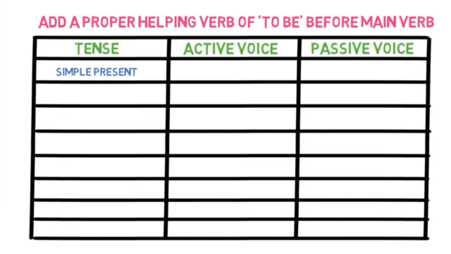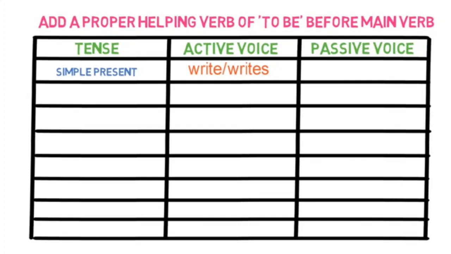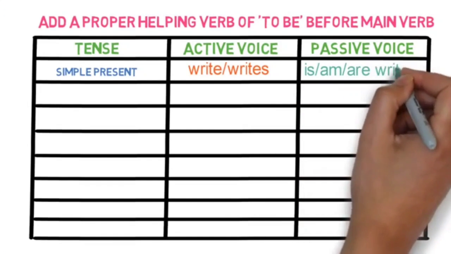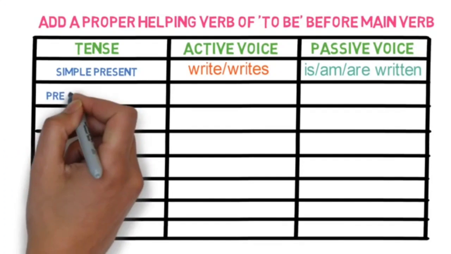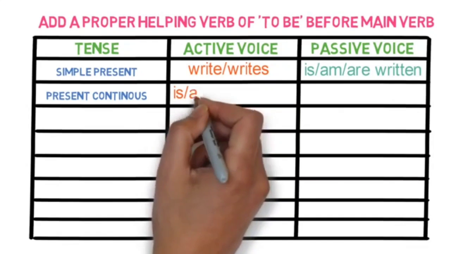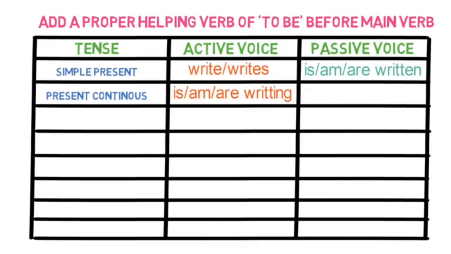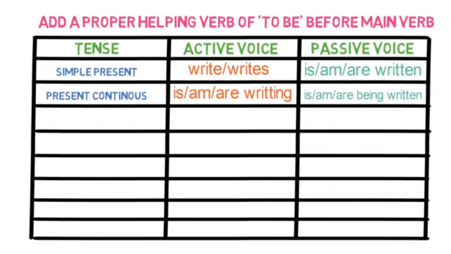In active voice, we have the verb's first form, that is write or writes. And in passive voice, we add is or am or are, depending on the object whether it is singular or plural, and written, the third form of the verb. The next tense is present continuous tense. In active voice, is or am or are depending on the subject whether it is singular or plural, and writing as it is a continuous tense. Whereas in passive voice, we add the helping verb being: is, am or are, being, and written as the verb.